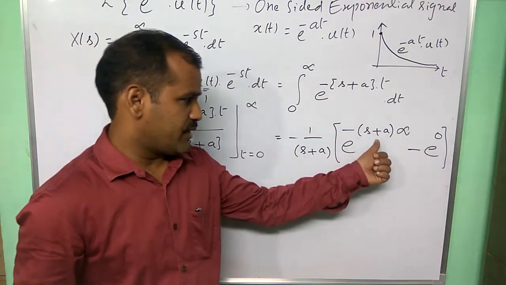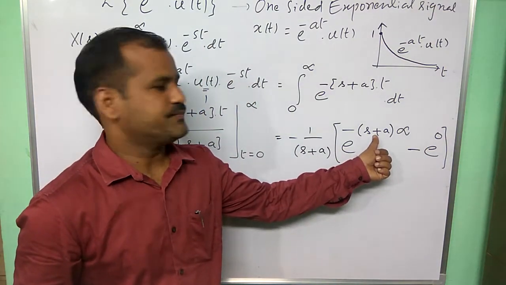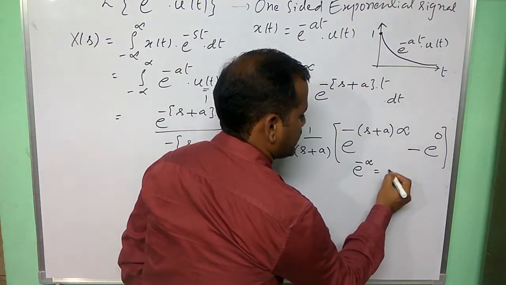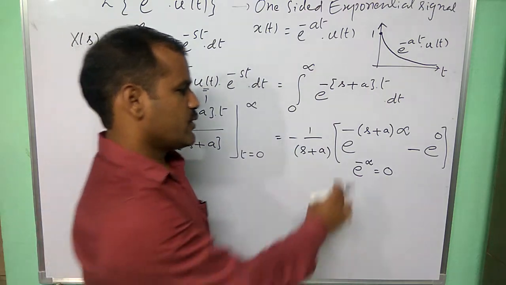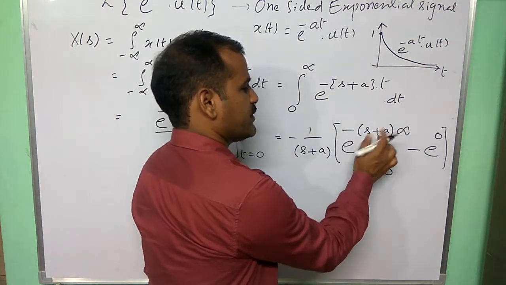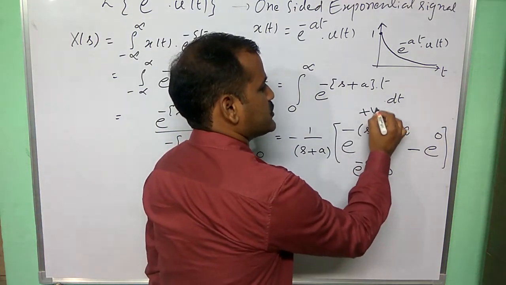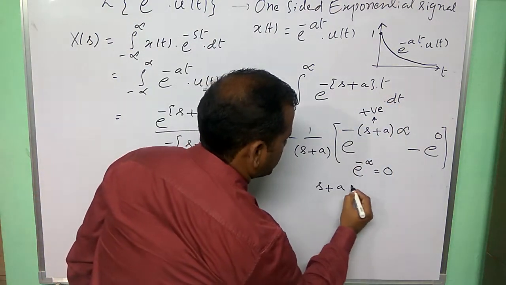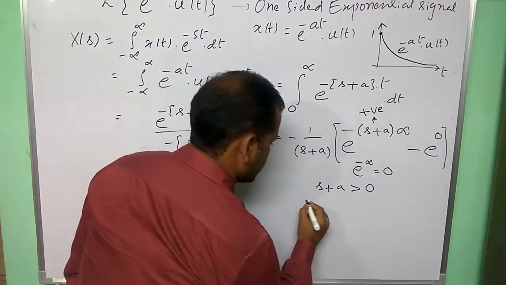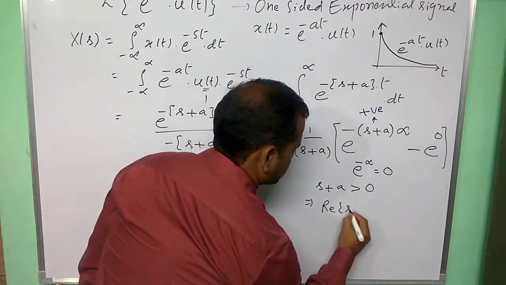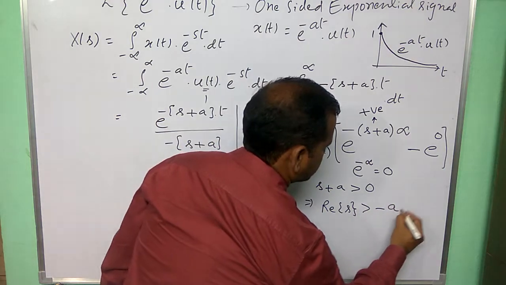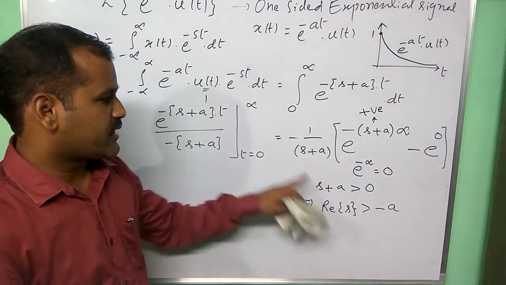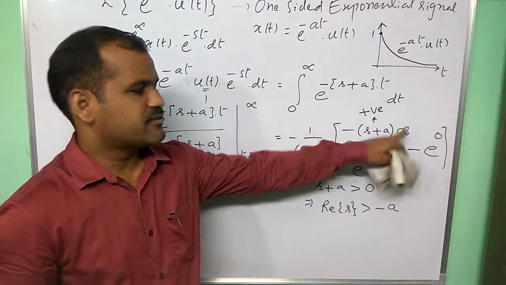Once again, let us verify the values of s plus a. We should get this one as e to the power of minus infinity, which should be equal to 0. Then to get minus infinity here, s plus a must be a positive quantity. That means s plus a should be greater than 0. That implies the real part of s must be greater than minus a. So this is the region of convergence for this signal, while we are substituting the limit infinity.